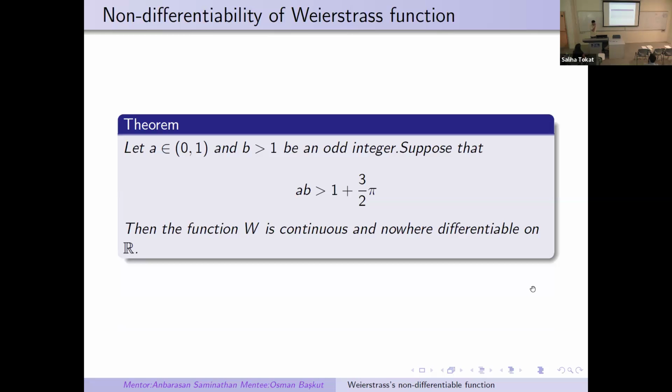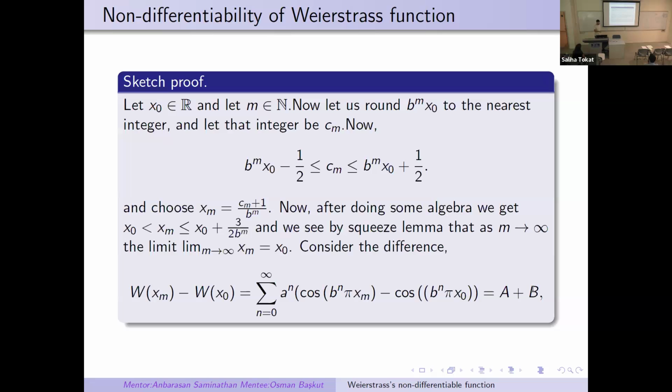Now we will prove the non-differentiability of this function. Here the condition is restricted to ab greater than or equal to 1, but this is the one Weierstrass proved in the bracket today. We will follow his same proof, but we will only sketch it because it's a very long proof, which we don't have the time for here, and I don't want to bore you all.